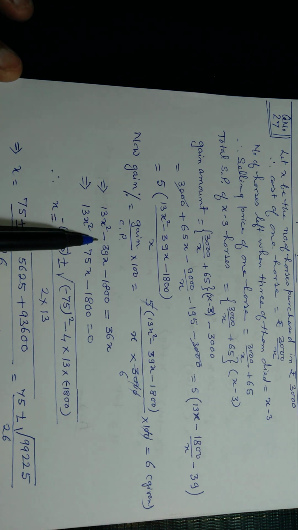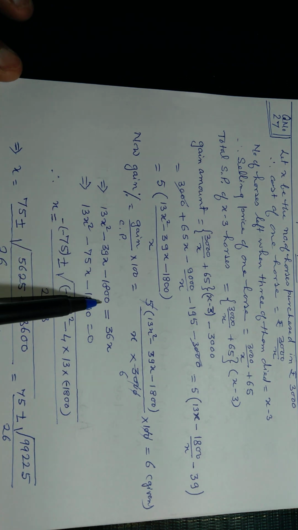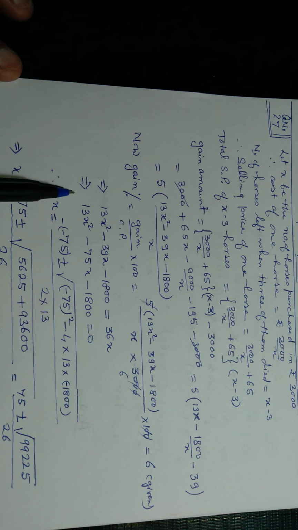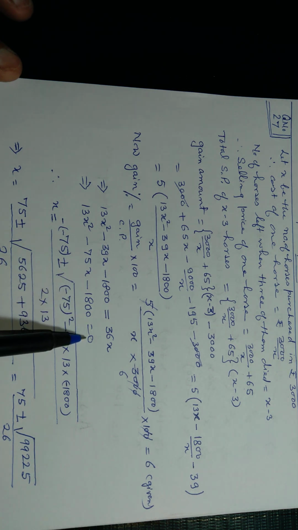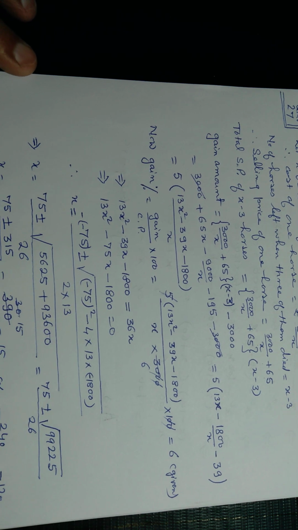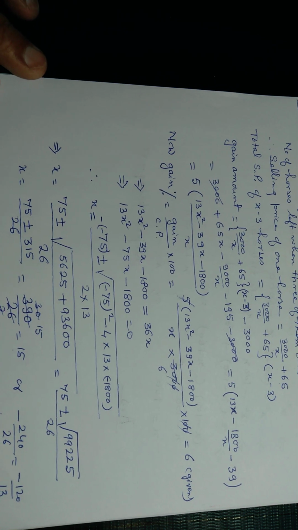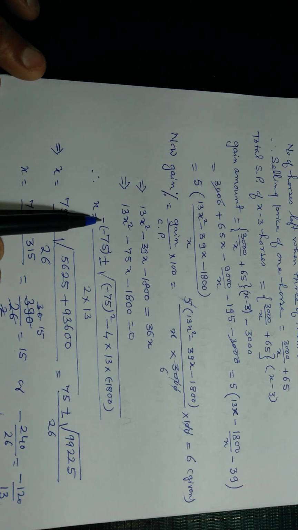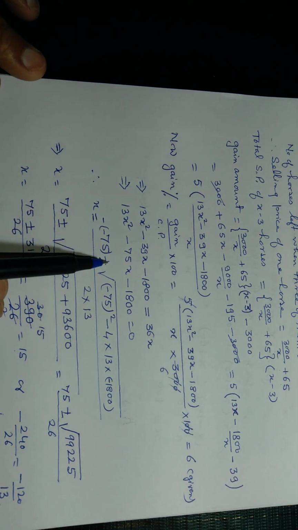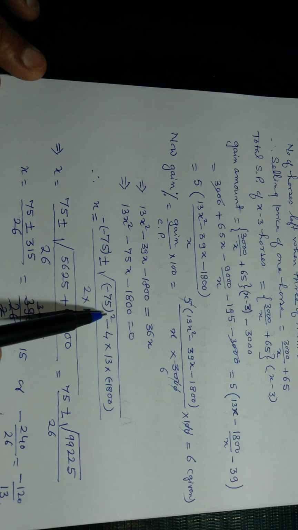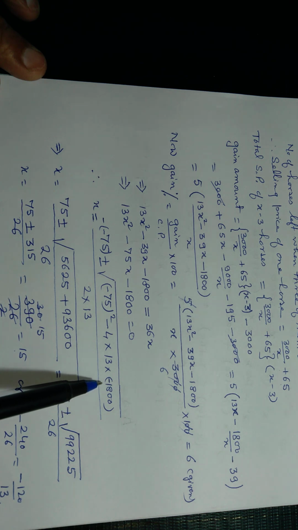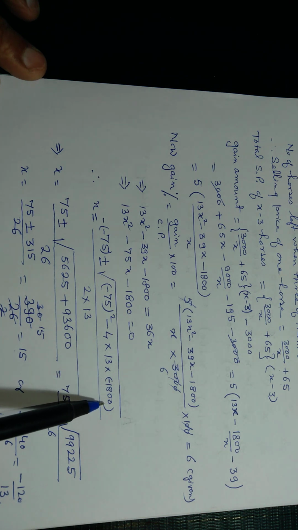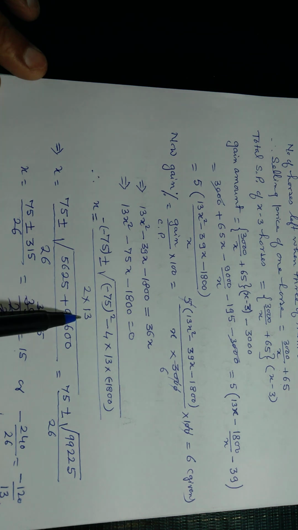So 13x square minus 39x minus 1800 is equal to 36. This implies that 13x square minus 75x minus 1800 is equal to 0. With the help of the quadratic equation formula, I have solved it here. Minus inside the bracket minus 75 plus minus root of minus 75 whole square minus 4 into 13 into, inside the bracket I have written minus 1800, whole divided by 2 into 13.